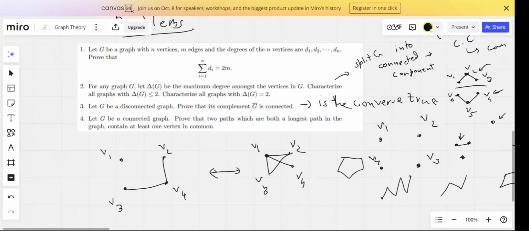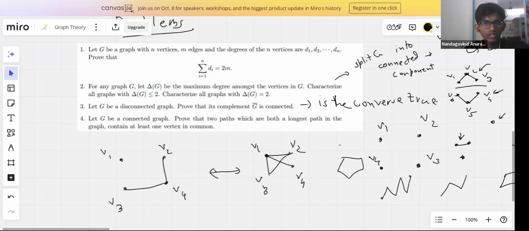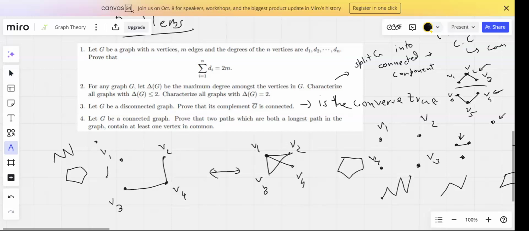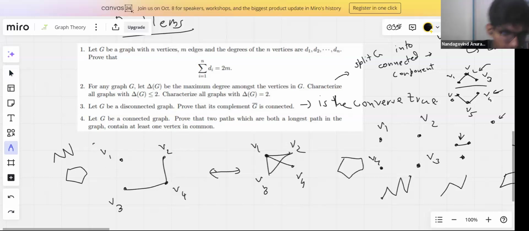How did you conclude the delta G plus 2 case? Only that it's a line or a cycle? Each connected component is either a line or a cycle. We assume that the lone vertex is a line with one vertex, and this is a line with two vertices.